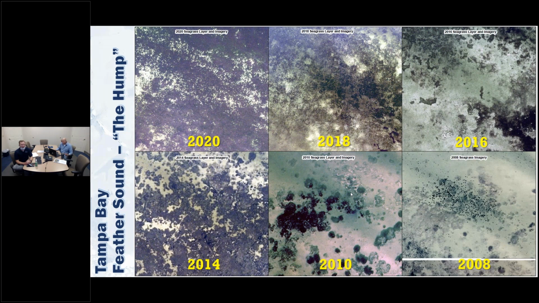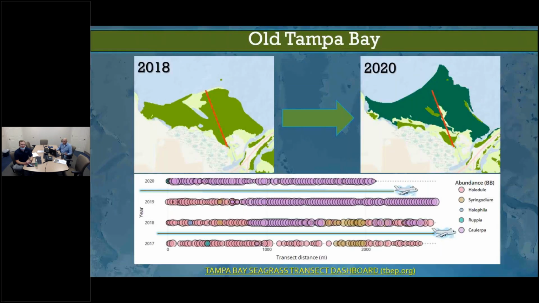One thing that I also want to do is really highlight the importance of field data, and specifically the transect data that Tampa Bay Estuary Program hosts. It is so critical to helping us get a better idea of what's happening in these areas.